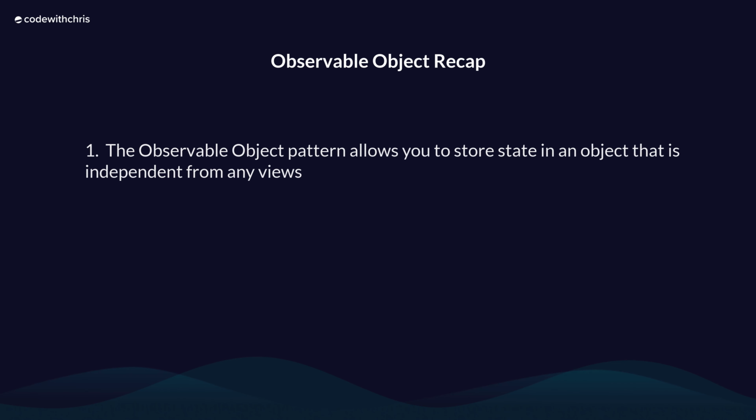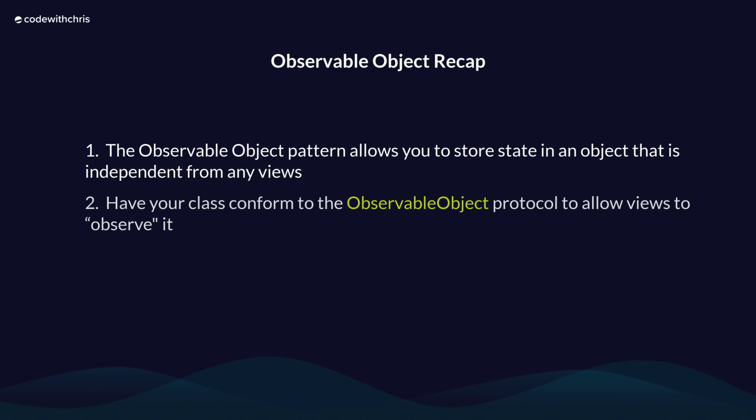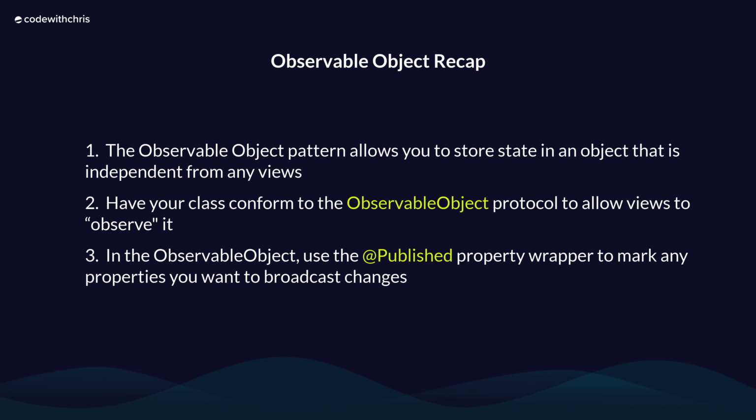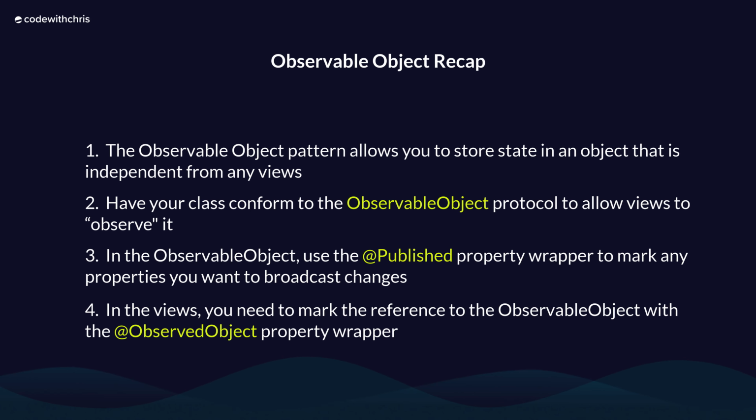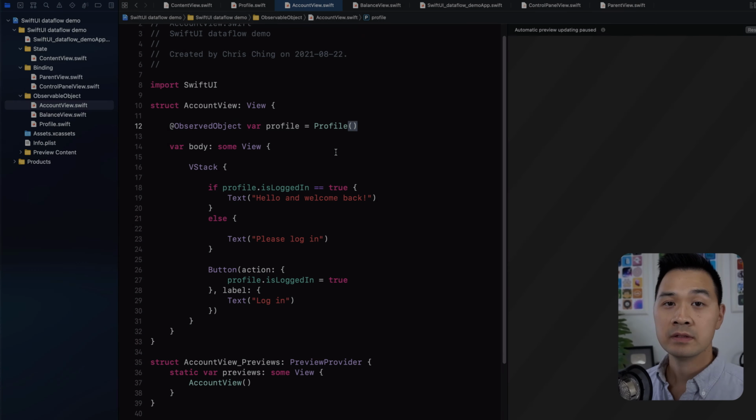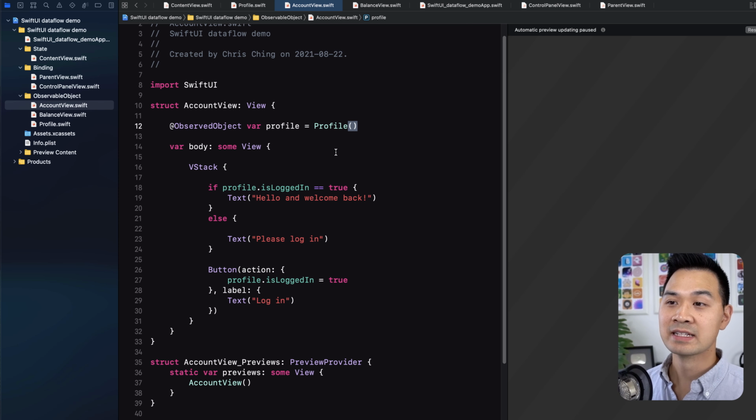Number one, the observable object pattern allows you to store state in an object that is independent from any views. Number two, have your class conform to the observable object protocol to allow views to observe it. Number three, in the observable object, use the @Published property wrapper to mark any properties you want to broadcast changes. Number four, in the views, you need to mark the reference to the observable object with the @ObservedObject property wrapper. All right, now let's take a look at how this affects subviews.